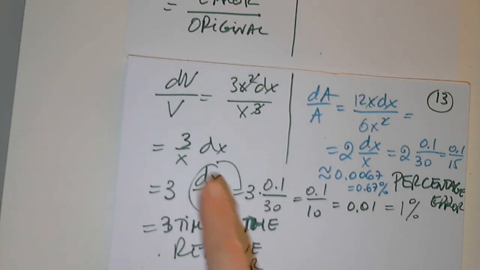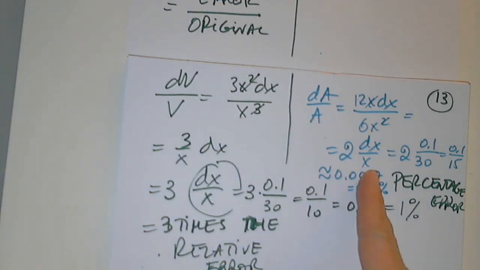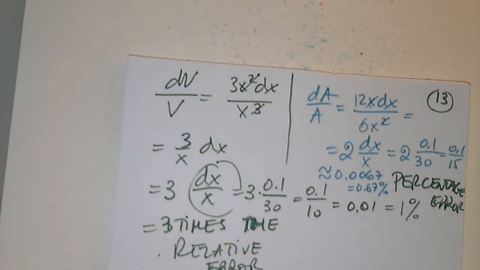So the relative error for the volume will be 3 times the relative error in x. The relative error for the area will be twice the relative error in x. No measurement unit, because both are measured in the same units and they cancel out. The measurement units cancel out.